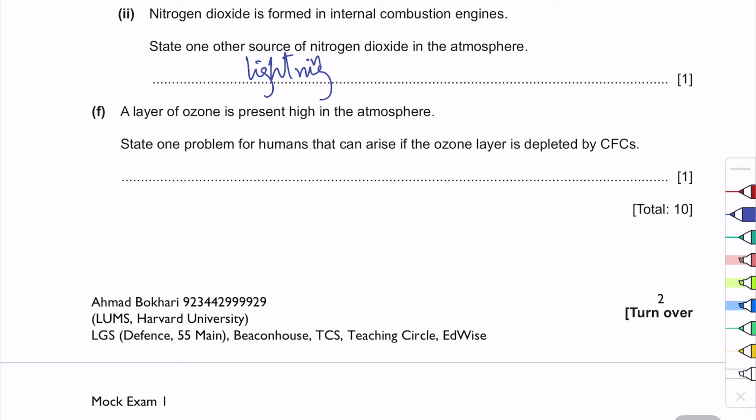A layer of ozone is present high in the atmosphere. State one problem for humans that can arise if the ozone layer is depleted. Now do not say that sunlight or harmful rays will be able to come in, because we need to specify the problem that those harmful rays will cause. So that can be skin cancer or other skin conditions. It can harm the eyes, it can harm the skin, or cause sunburn. Those are all possibilities. So skin conditions or skin cancer, that's a good enough answer.